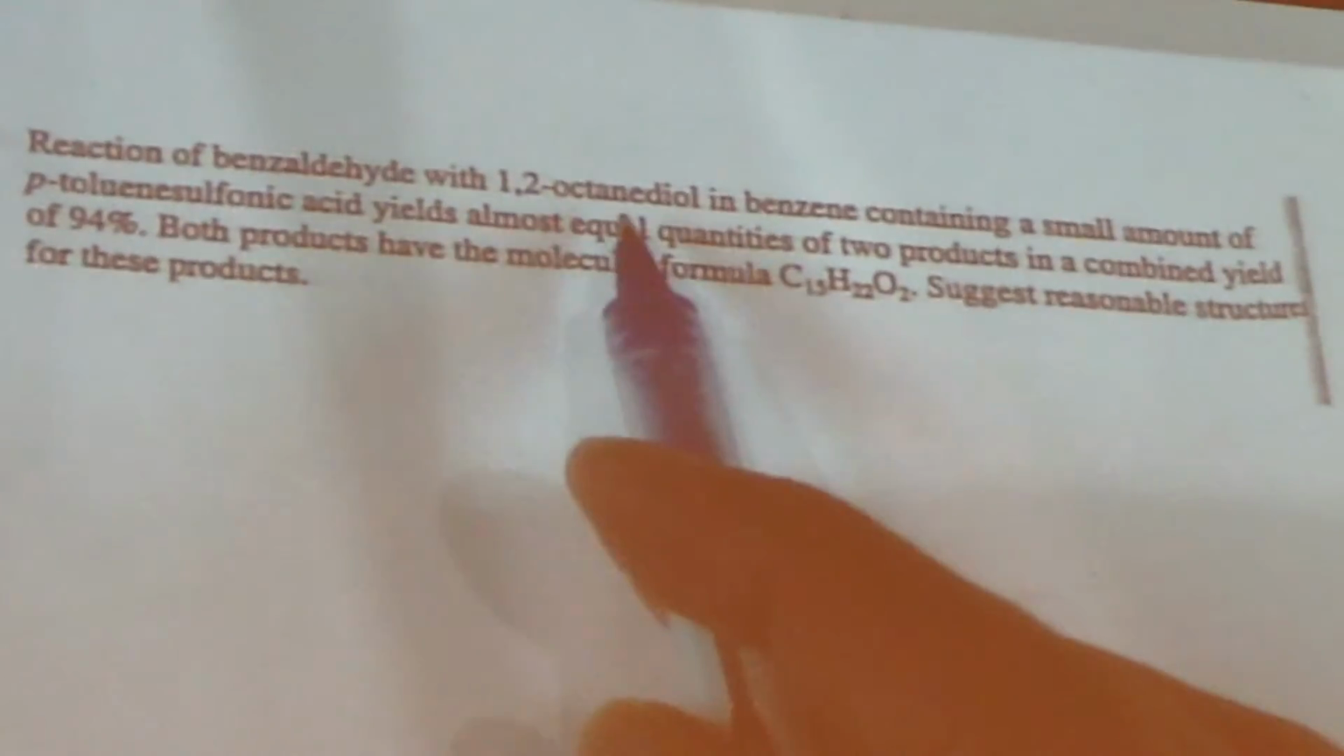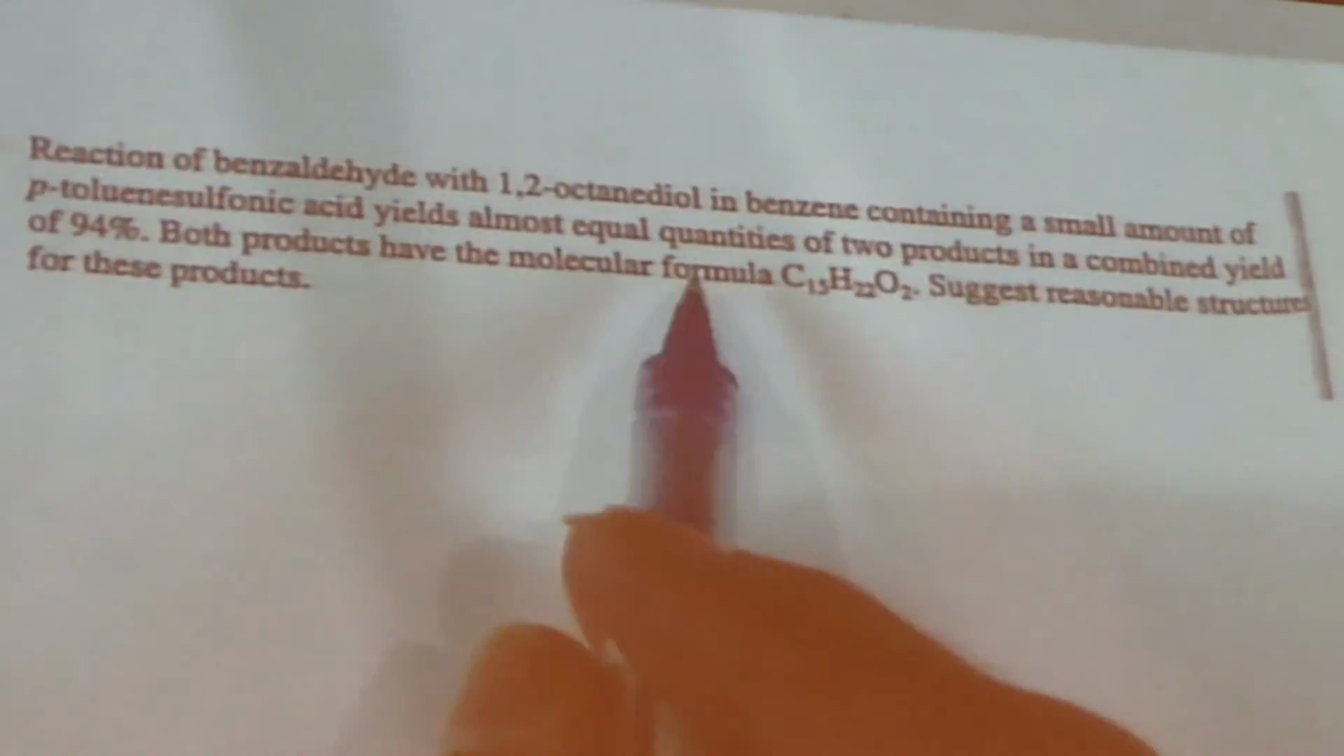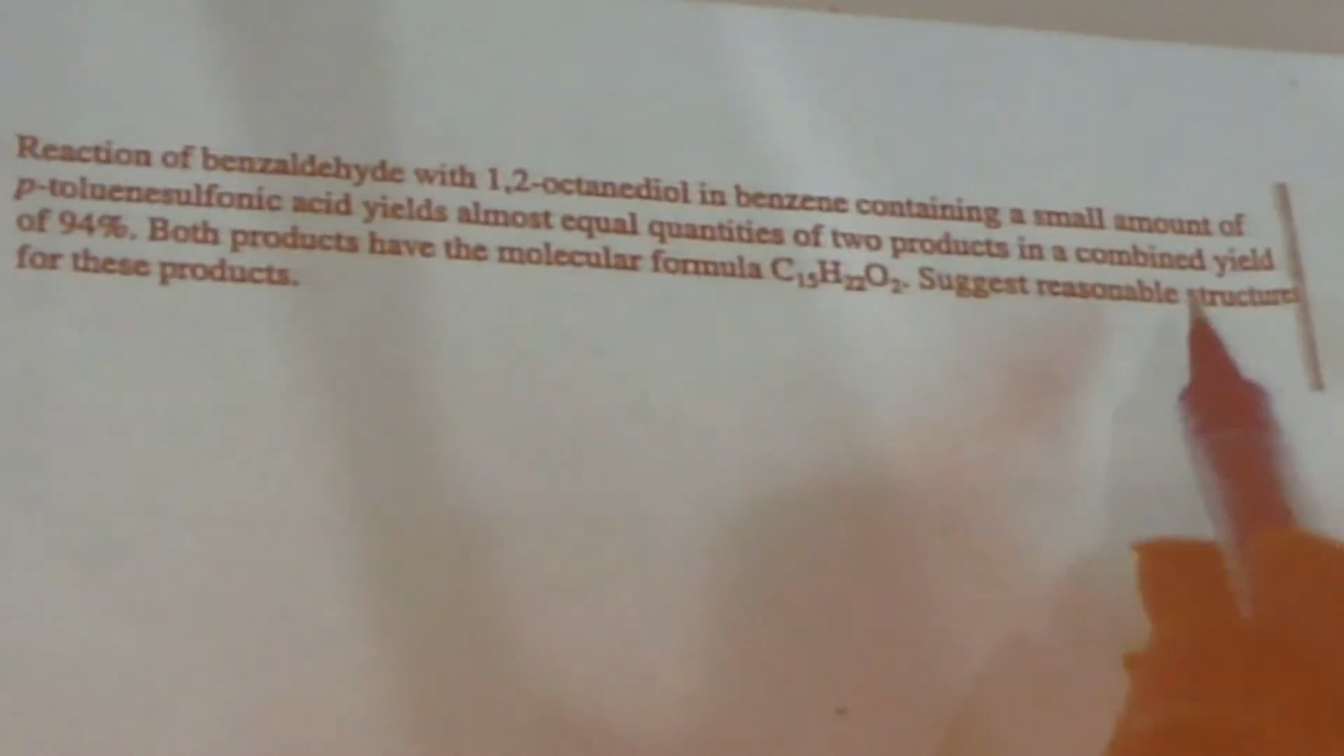The first one is telling you it's a reaction of benzaldehyde with 1,2-octane diol in benzene, containing a small amount of paratoluene sulfonic acid. It's almost equal amount of two products, and they have the same molecular formula. So let's examine what really is happening. You have benzaldehyde, which is CHO.